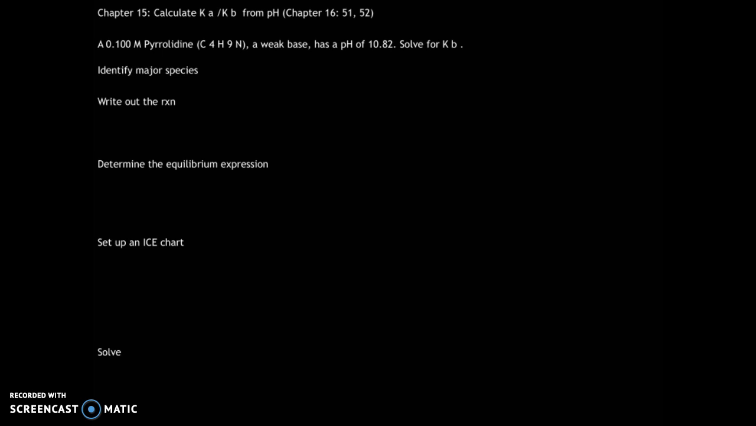So, okay, we have pyrrolidine. I don't think I even said that right, but it is C4H9N. It's a weak base. It's an organic base, as you can tell by the carbons and hydrogens. And I give you the organic base's pH and ask you to solve for Kb. So major species, C4H9N.